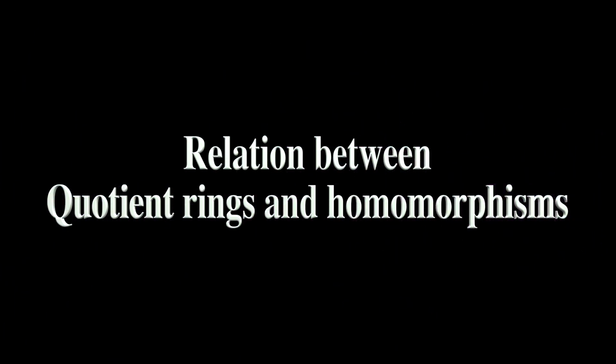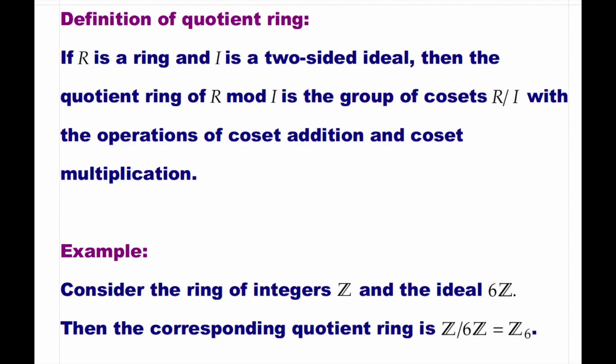Next one is the relation between quotient rings and homomorphisms. The definition of quotient ring is: if R is a ring and I is a two-sided ideal, then the quotient ring R mod I is the group of quotients R by I with the operations of coset addition and coset multiplication. For example, consider the ring of integers Z and the ideal 6Z. Then the corresponding quotient ring is Z by 6Z equal to Z6.